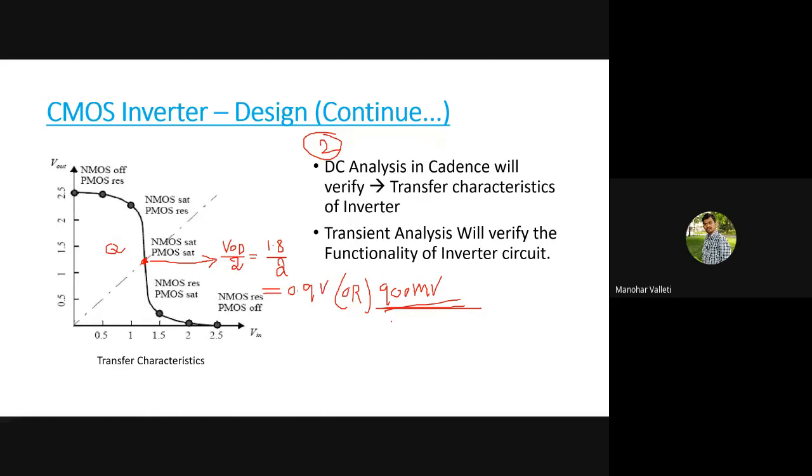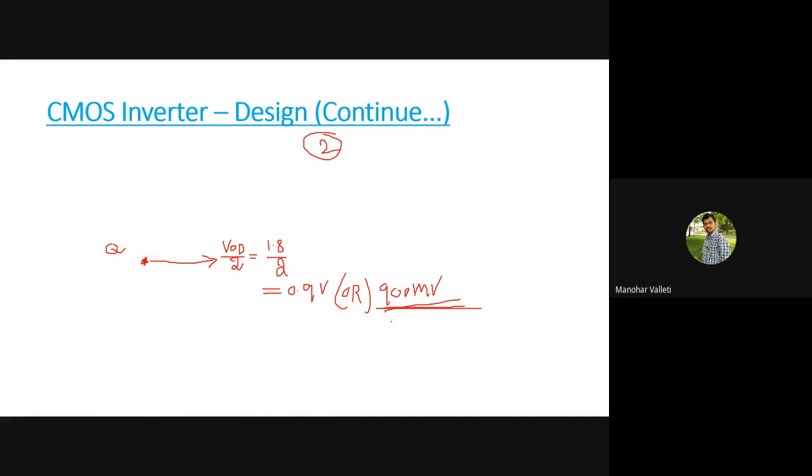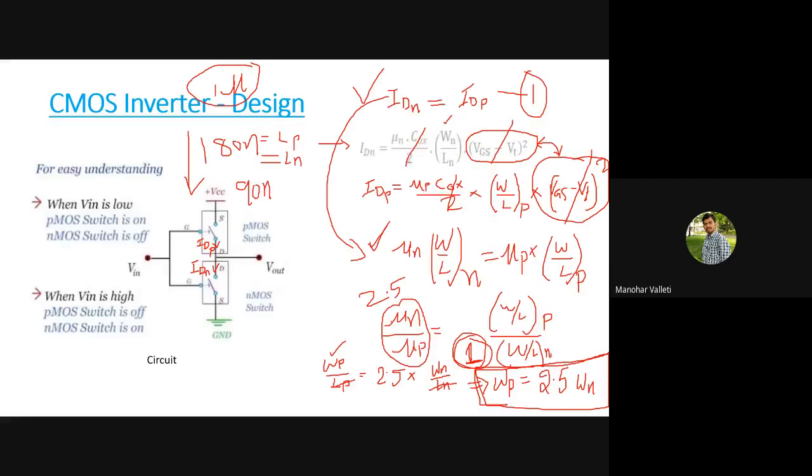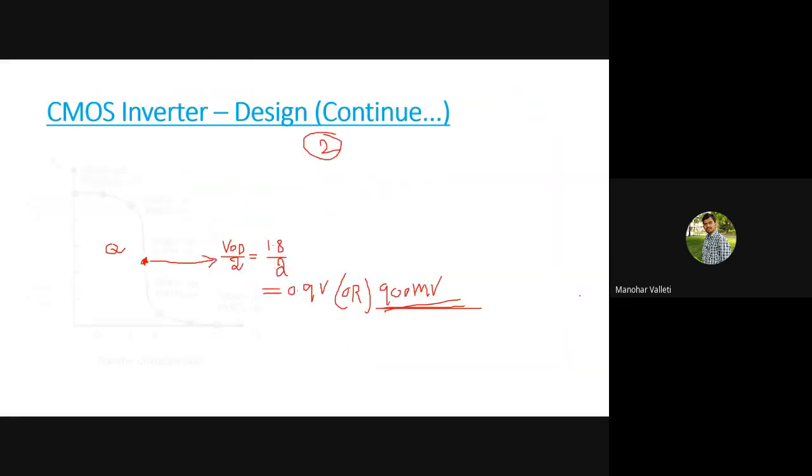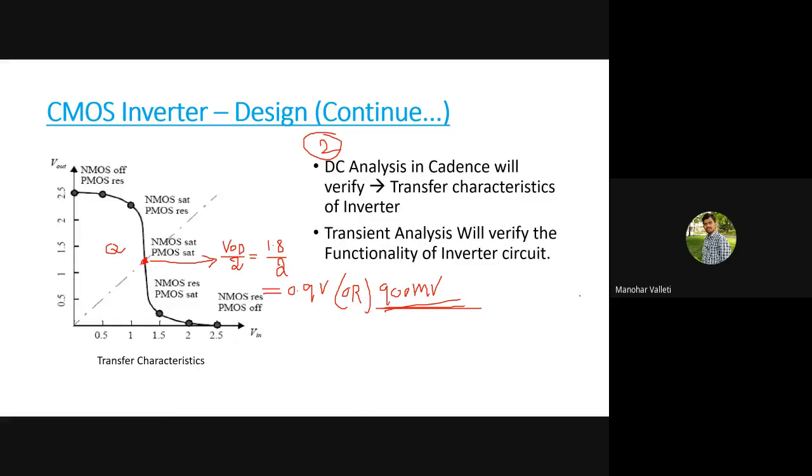So these are the 2 points mainly to be remembered. Point number 1 is this, and point number 2 is this. These two have to be remembered regarding the inverter design. These points we will check in the Cadence tool flow. Now we will see the Cadence tool flow.